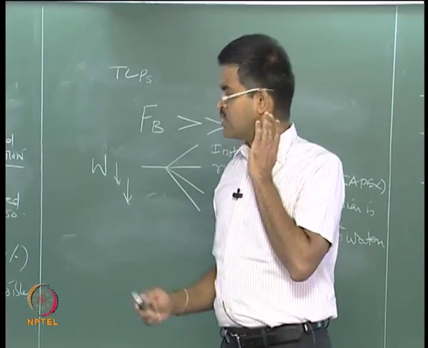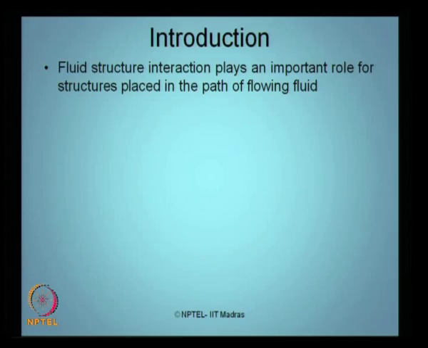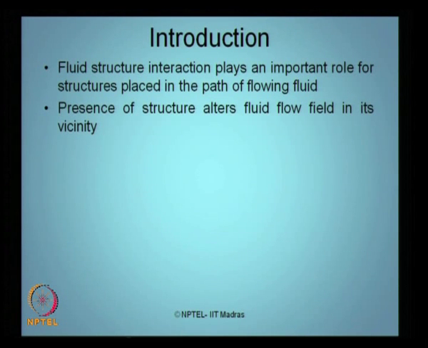Okay, we will talk about FSI. Fluid structure interaction plays a very important role for structures placed in the flowing fluid. For example, if you have a fluid path where you place a structural member in the path of the flowing fluid, then the structural interaction with that of the fluid flow plays a very important role. You see what are the factors which will affect this?